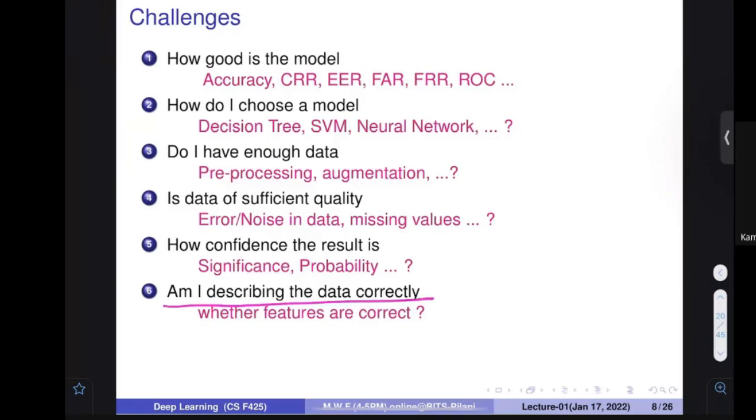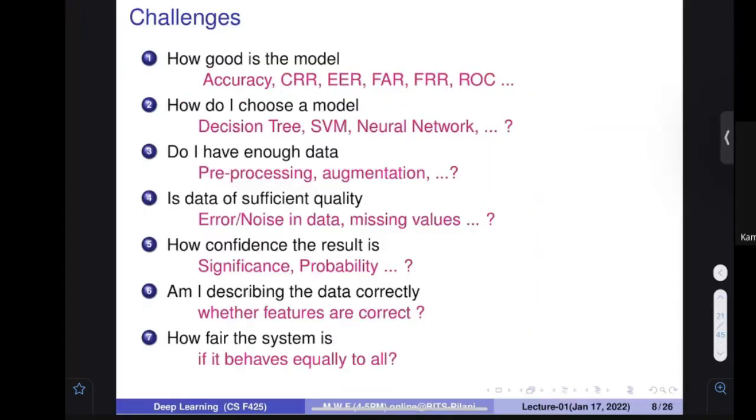Am I describing the data correctly? You have the data and you want to describe it, whether my system is going to describe the data correctly, whether my system is fair or not. This is again a very important question. Fairness means what?